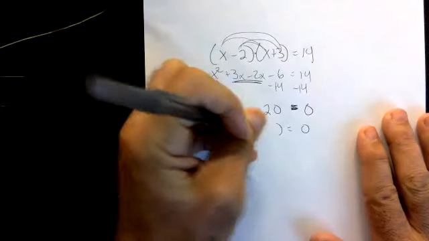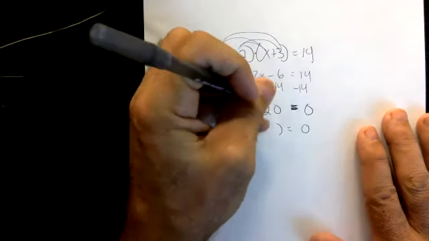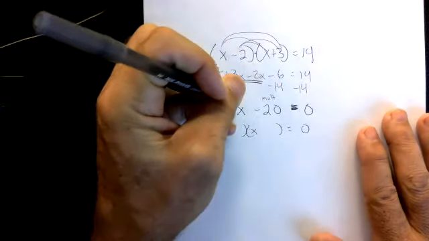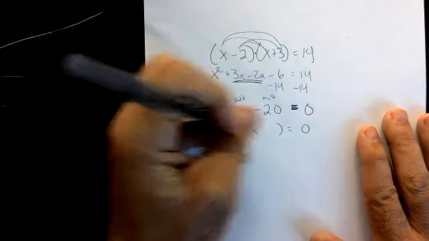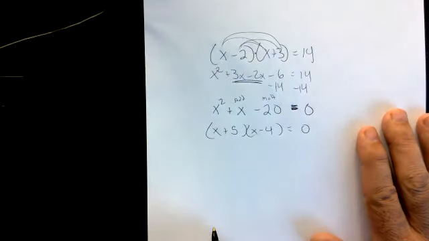So x squared is x times x. We're looking for what multiplies to get negative 20 that's going to add to get positive 1. That would be positive 5 and negative 4.